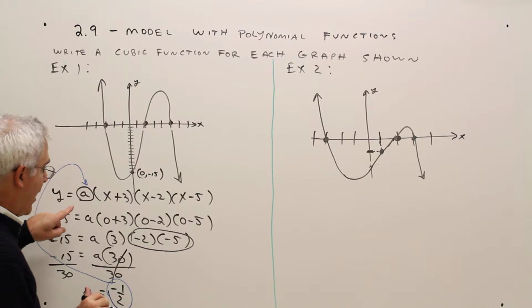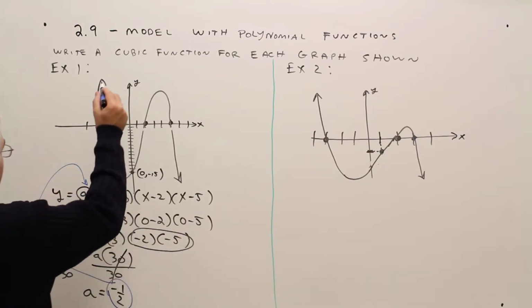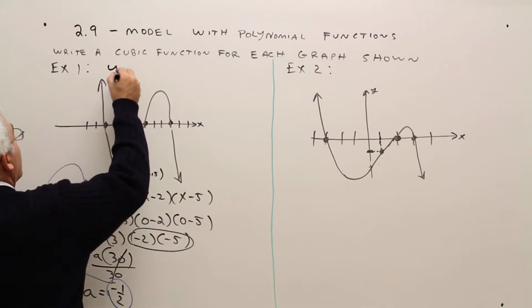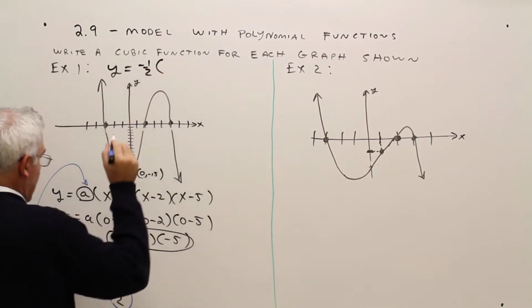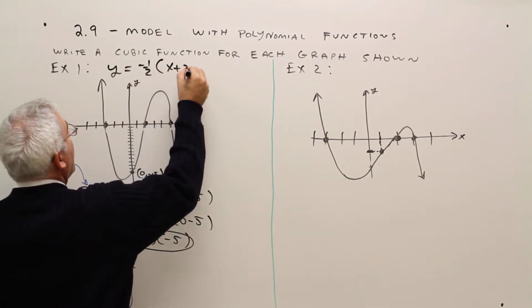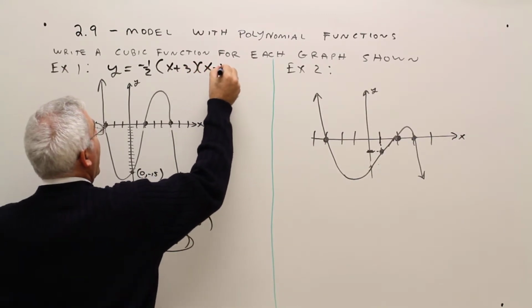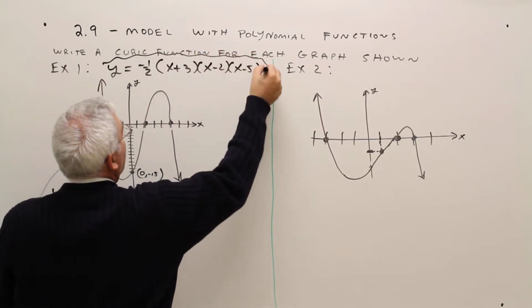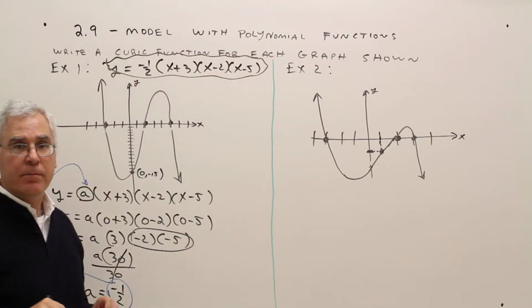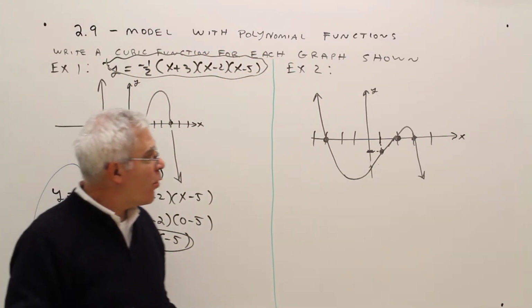So I'll write the answer up here so you can see it more clearly. So y equals -1/2 times (x plus 3) times (x minus 2) times (x minus 5). And that would be your answer. Okay, one more over here.